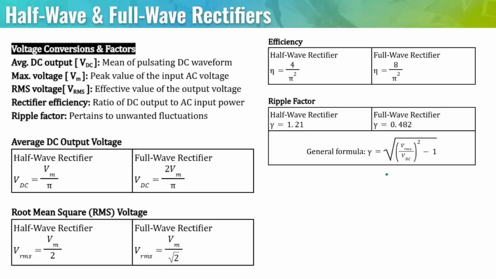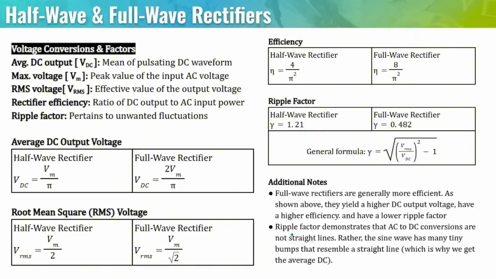If you are tasked to show your computation for it, the general formula is gamma is equal to the square root of the square of VRMS over VDC minus 1. So again, rectifier efficiency is the ratio of DC output to input power, and ripple factor pertains to unwanted fluctuations. Again, we have the usable part over the direct current, squared, and then minus 1, and put that under a square root. That's going to give you the ripple factor.